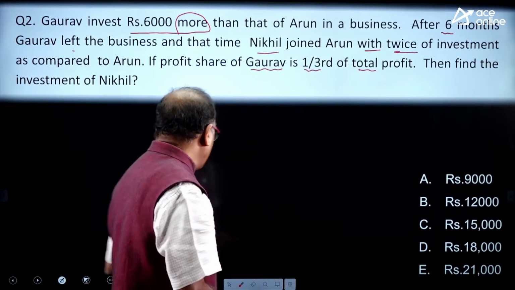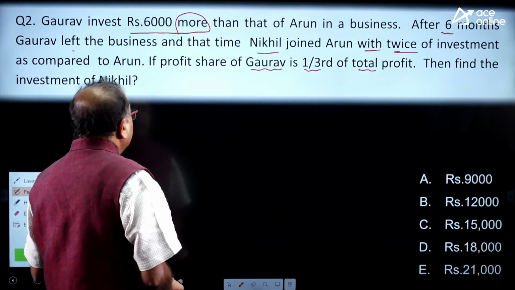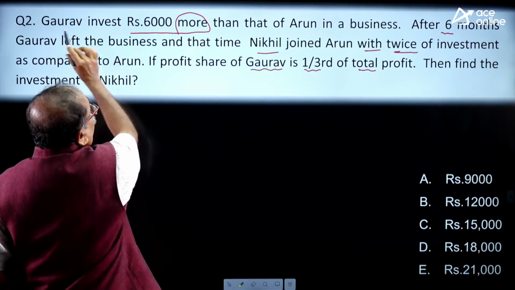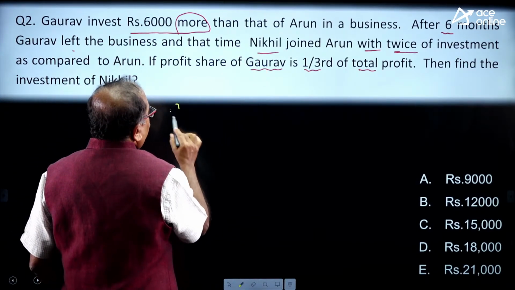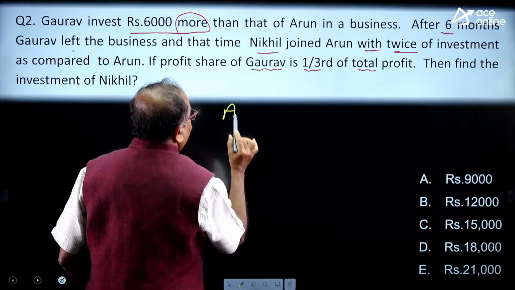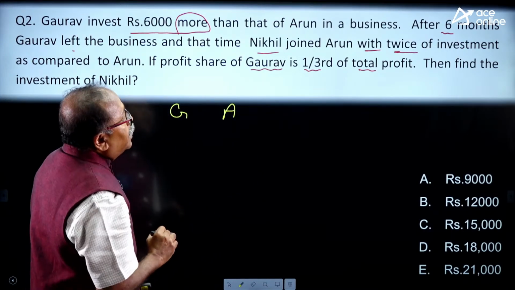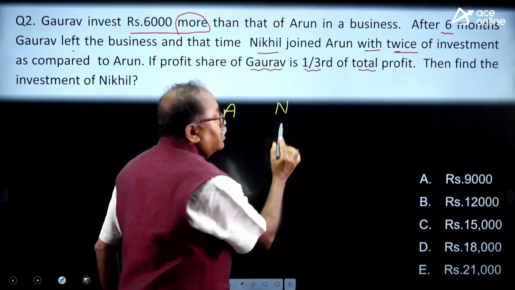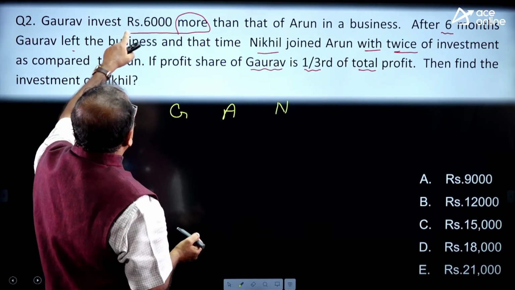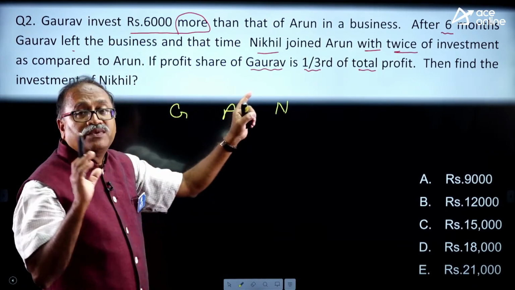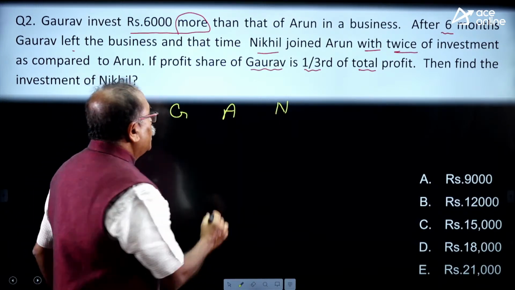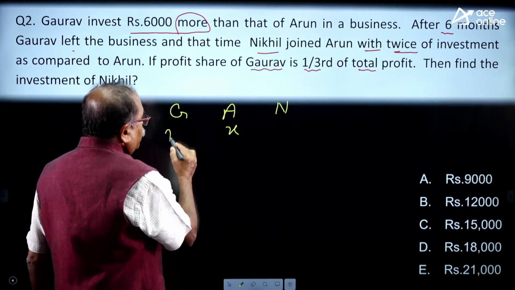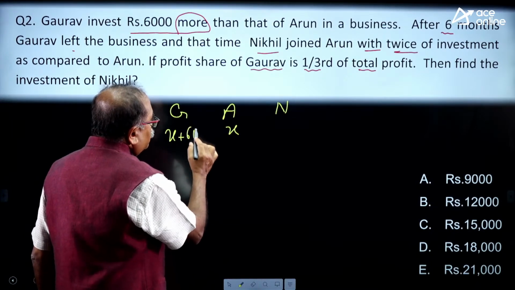How do I find it out? Let me give you a start, and then the rest you can do. I will take the ratio here. Gaurav is there, Arun is there. So let's write G for Gaurav, A for Arun, and the other person, Nikhil, N. It is already said that Gaurav has invested 6,000 more than Arun. So if Arun has invested X rupees, then Gaurav has invested X plus 6,000 rupees.